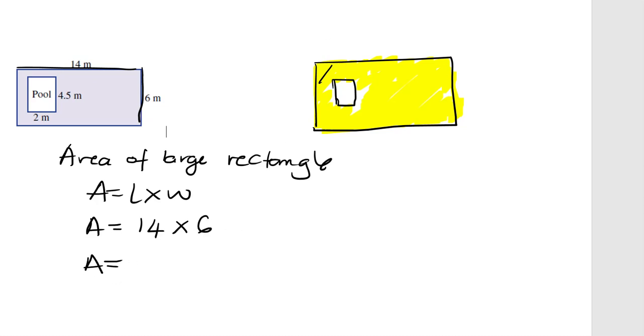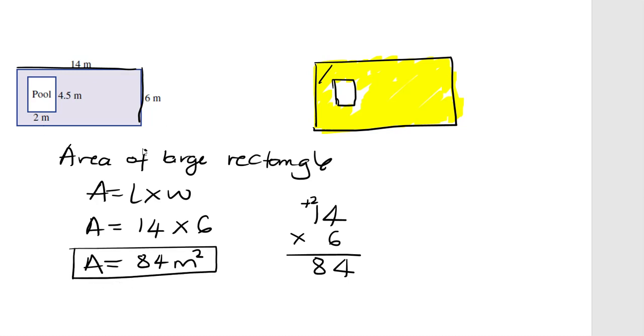So if we can't do it mentally, we can just use an algorithm. 14 times 6. 6 times 4 is 24. Put the 4 down and add the 2. 6 times 1 is 6, plus 2 is 8. So I've got 84 meters squared. Our units are all in meters. So that's the area of the large rectangle. Imagine there was no pool, nothing's being cut out. But now I have to subtract what's being cut out, or what I'm not paving.